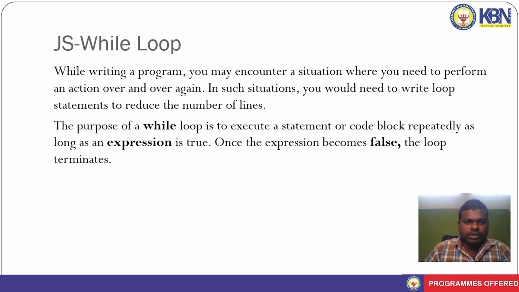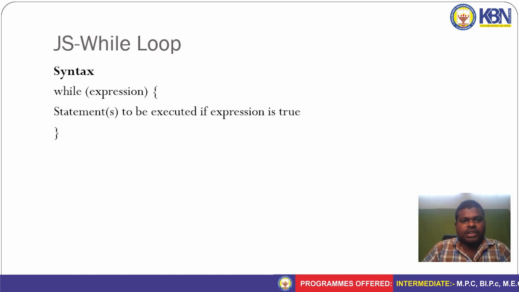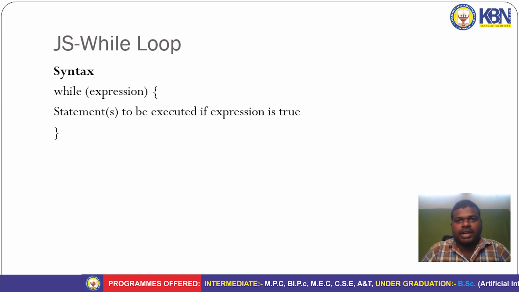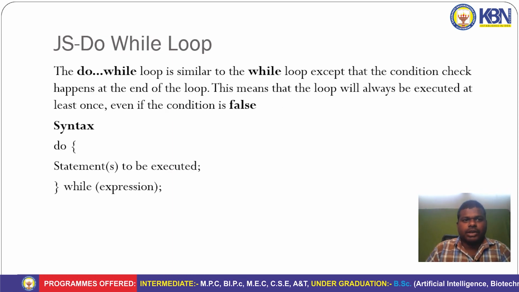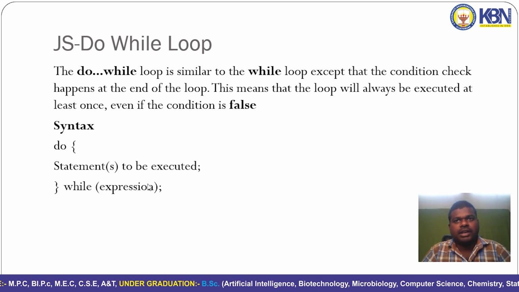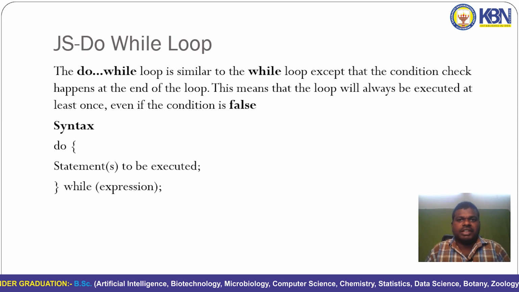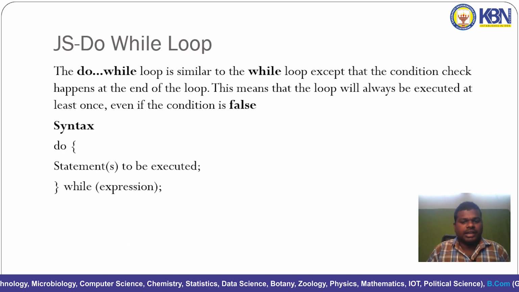How will this work? See, the while loop syntax is like this. If the expression in the while loop is true, only then the statements will be executed. Next, do while, same logic, but do first and check the condition after. It means first you do the task. After completion of the task, you verify it with the condition. So that's the difference between while and do while.